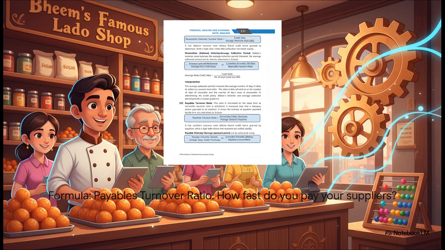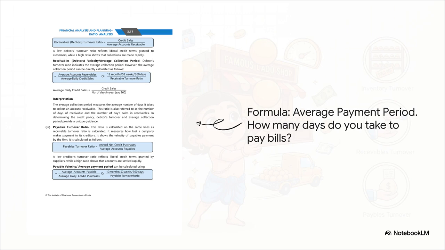And finally, we have payables turnover. This looks at the other side of the coin. It's not about getting paid, it's about paying our own bills. This ratio shows how quickly Beam is paying his suppliers for all that flour, sugar, and ghee. And just like before, we can figure out the average payment period, how many days Beam takes to pay his suppliers.